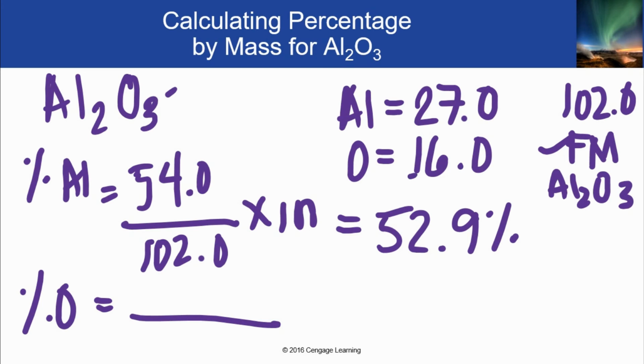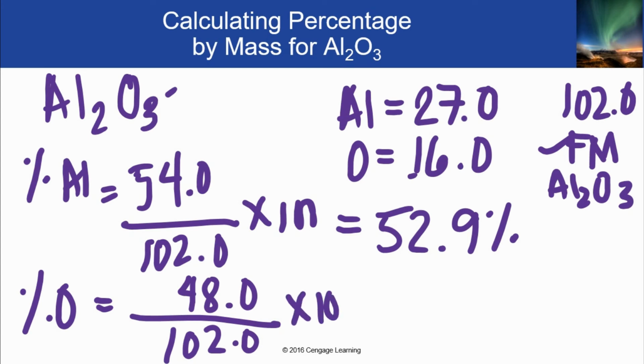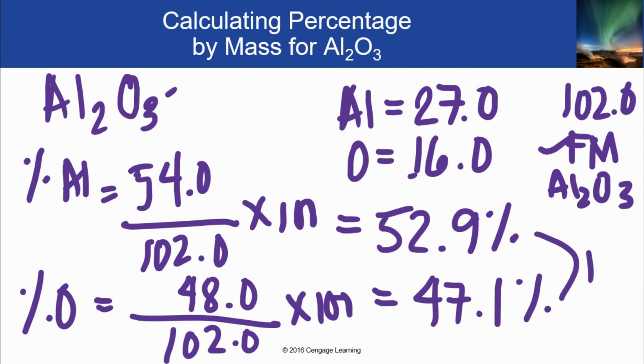So we will have a total of 48.0. That's the total mass of oxygen divided by 102.0 formula mass ng aluminum oxide times 100. So doing the math, we will get percentage mass of oxygen is 47.1%. Para ma-check, if you add this one, you will get 100%. O diba parang criteria for judging lang. For a total of 100%.